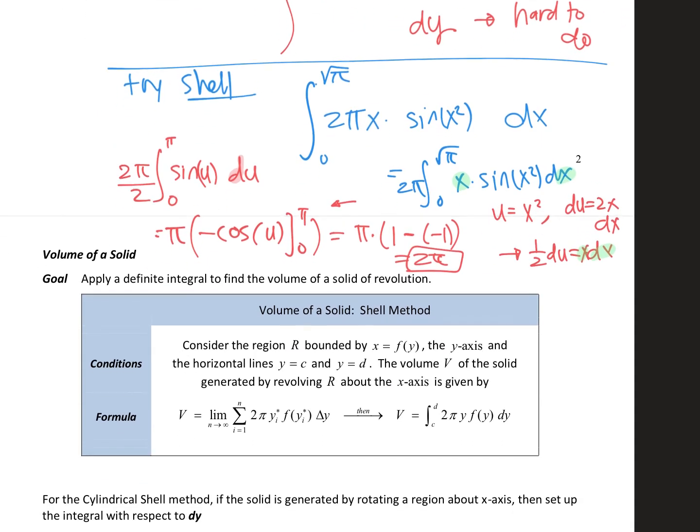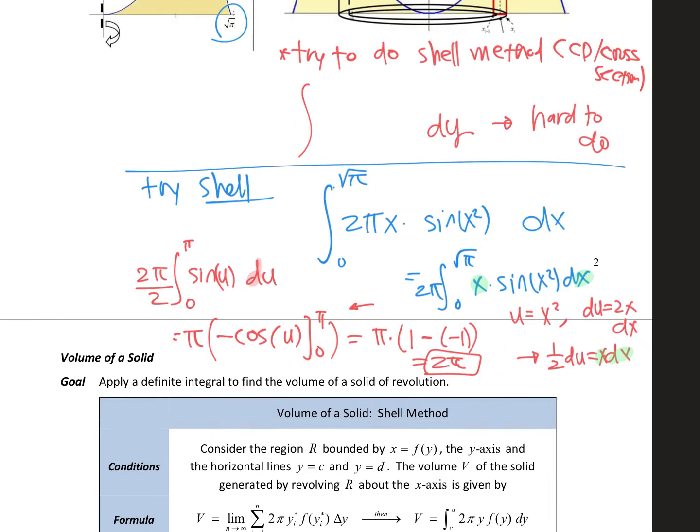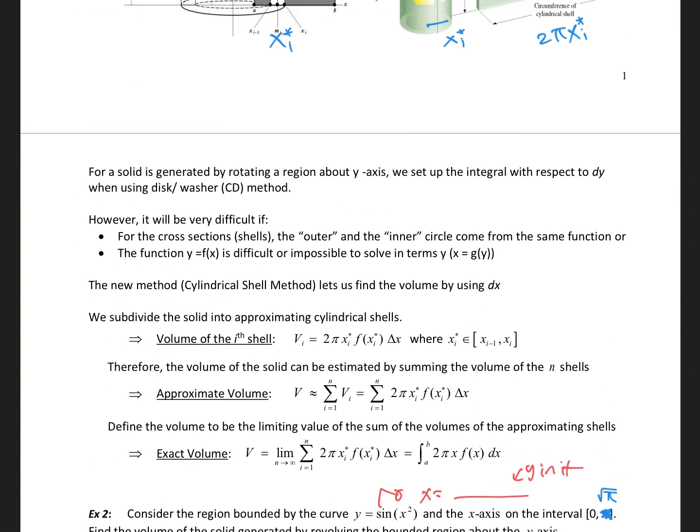And the next one is when things are the same setup, but it's rotated about the x-axis. Now the variable is going to be in terms of y, and I'm going to do dy. So this is when you're looking at things sideways, when this is rotated about the x-axis. The difference between this and the formula we saw before is just that x and y are switched.